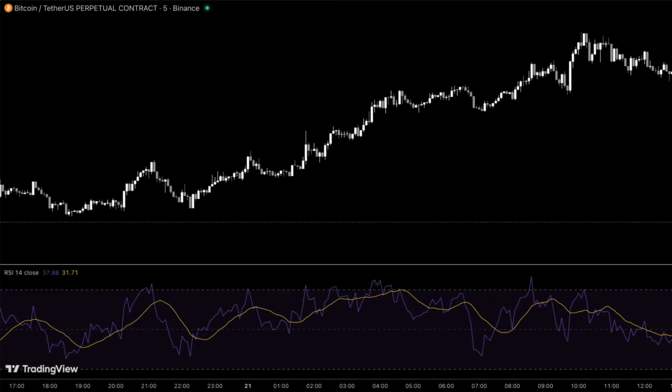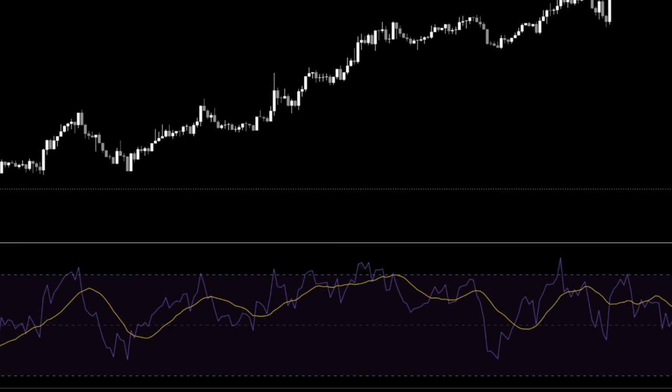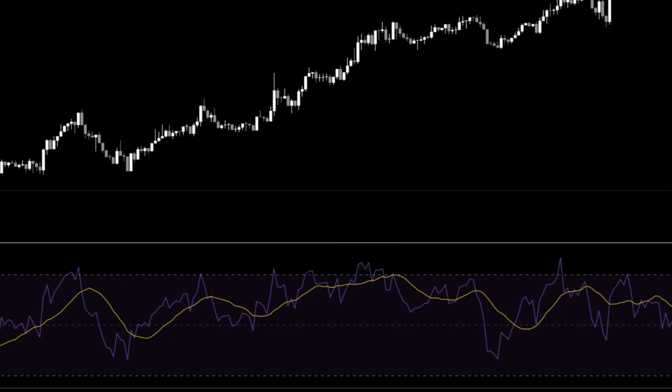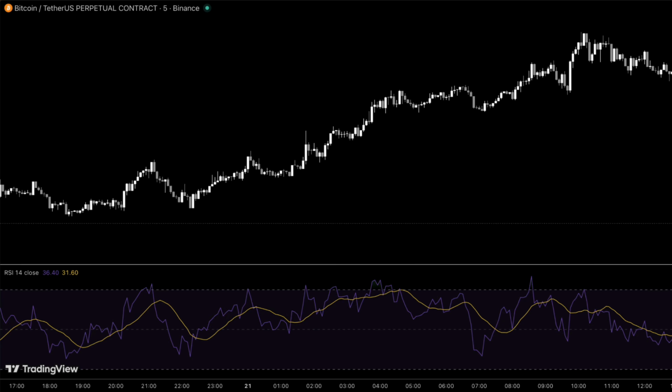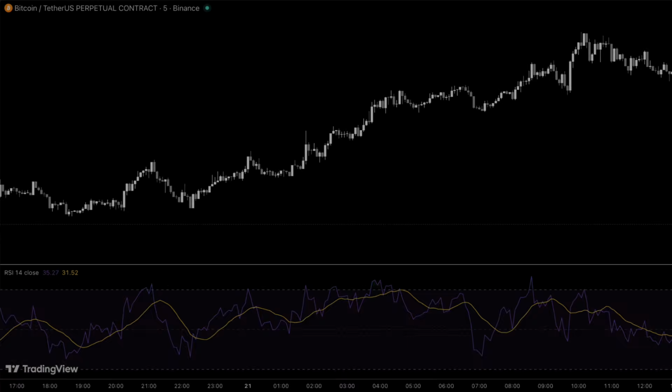RSI is a line that compares recent up moves with recent down moves, but standard RSI is raw and highly sensitive. A single red candle can make the line drop sharply, tricking you into thinking the trend has reversed when it is only pausing. So do not ask only, did RSI just drop? Ask, has the core momentum actually shifted? In this video, we compare standard RSI with QQE.